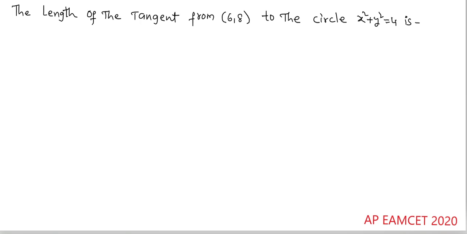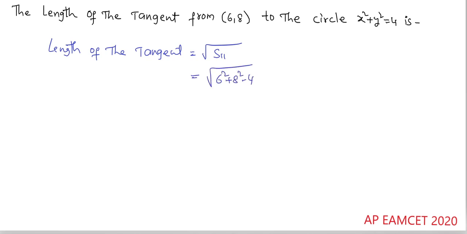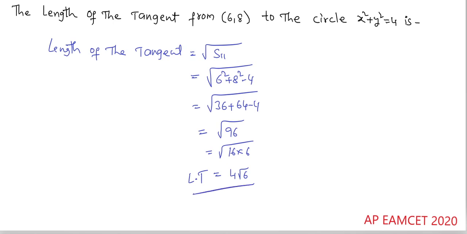The length of the tangent from (6, 8) to the circle x² + y² = 4 is asked. The length of the tangent is equal to root of S11. Substituting the given point in the circle, that is 6² + 8² − 4, equal to 36 + 64 − 4, 100 − 4, that is root 96. Root 96 is written as root of 16 into 6, that is 4 root 6. This is the length of the tangent.